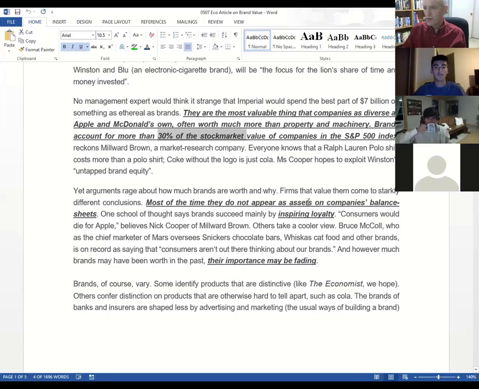If you go to Coca-Cola, it's true Coca-Cola may have some patents on their balance sheet, some trademarks, but that's just the unamortized cost of what their lawyers paid a few years ago. That's not the value of their brand. The brand inspires loyalty. We'll talk about why that's the case. Brand value may be declining.